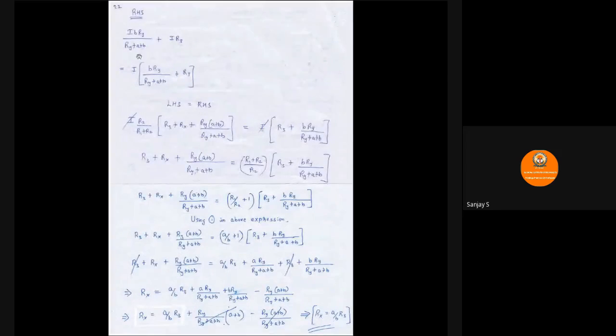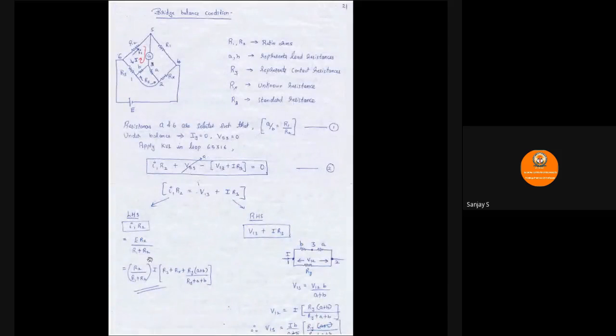Let's go back to the previous case. You can see in the RHS, V13 plus I into R3. This V13, I've got it from here. Whatever I have got till now, plus I R3. Further, let us continue with the RHS. We'll take I as common factor. You'll be left with B Ry by (Ry plus A plus B) plus R3.